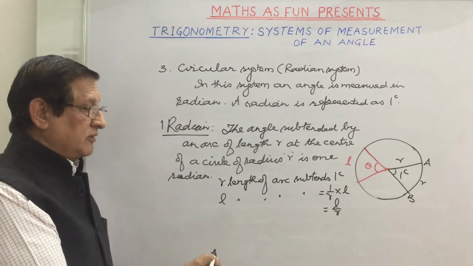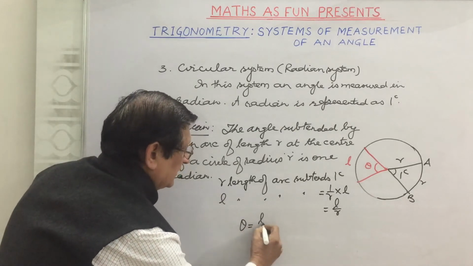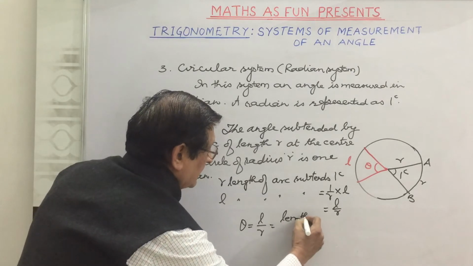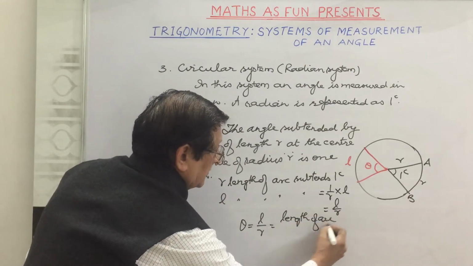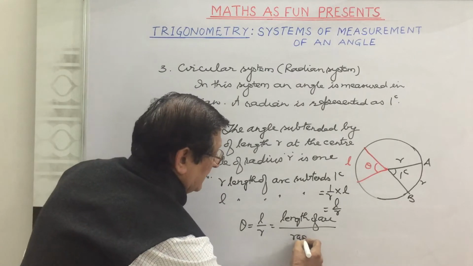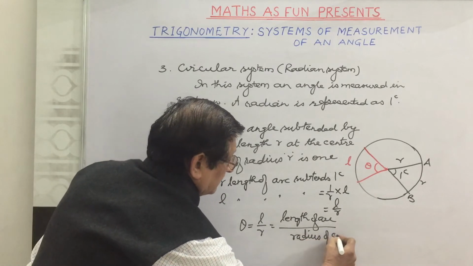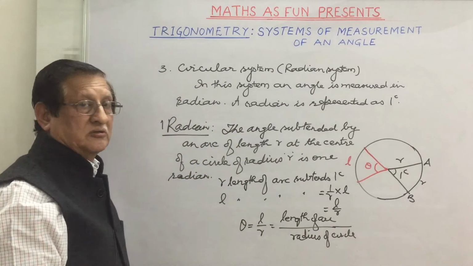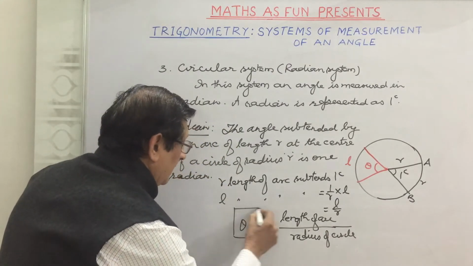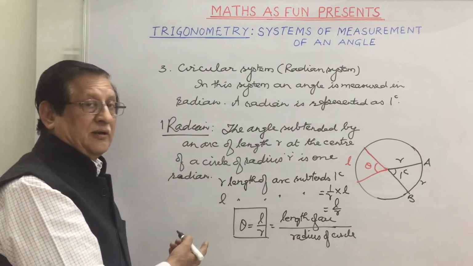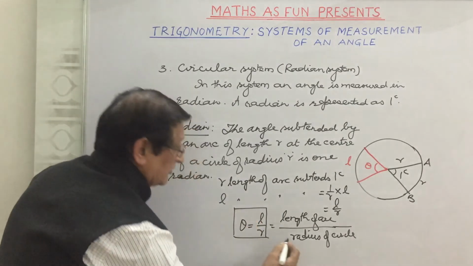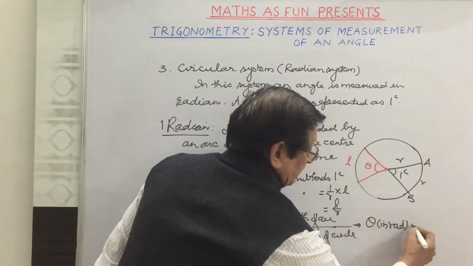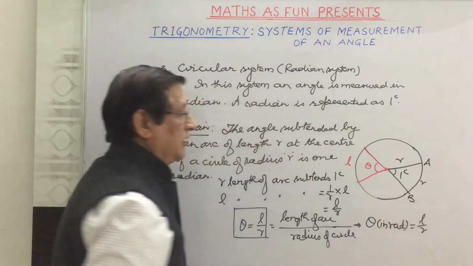It means we can say any angle theta is L upon r, where L is the length of arc and r is the radius of the circle. So this can be used as a formula also, theta equal to L upon r, but the thing is theta is in radians. So we can also learn it as theta in radians is equal to L upon r.